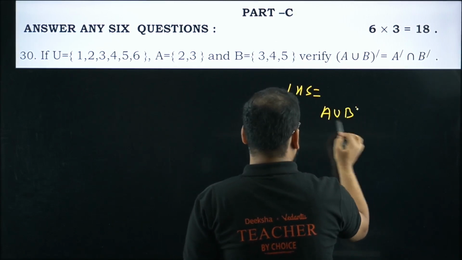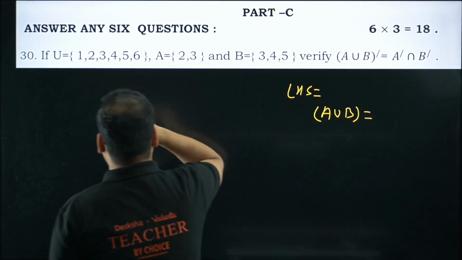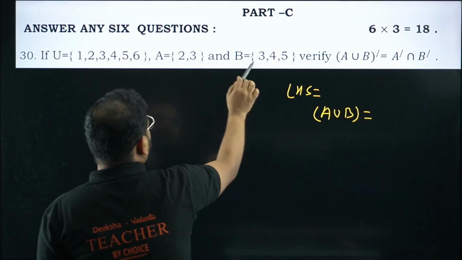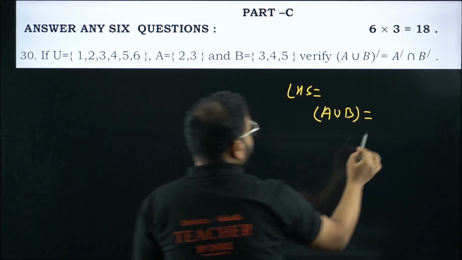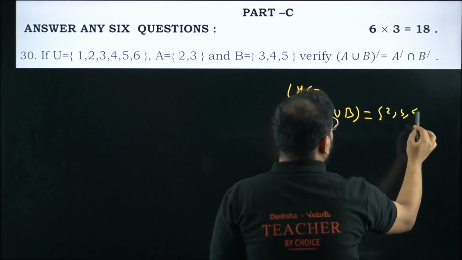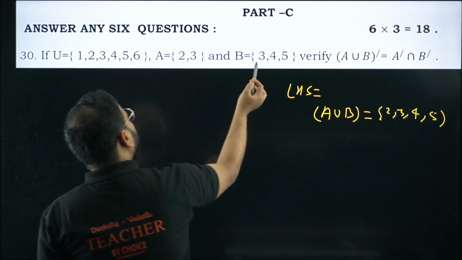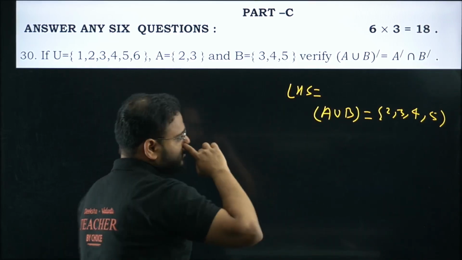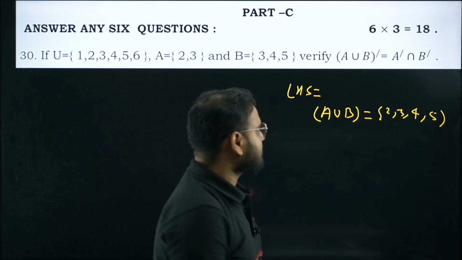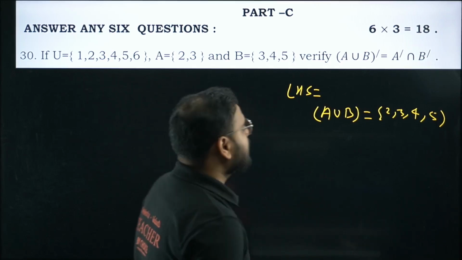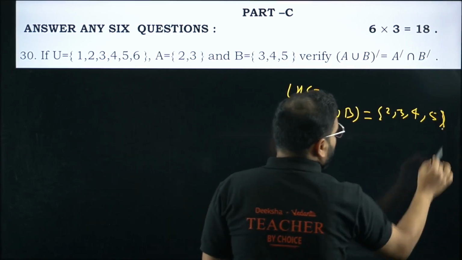A union B. How much is that? A union B is 2, 3, 4, 5. 2 is there, 3 is there, 4 is there, 5 is there, right? 3 is already there, so I can't take that again. There's no repetition in a set, right? So 2, 3, 4, 5, in curly brackets, of course.